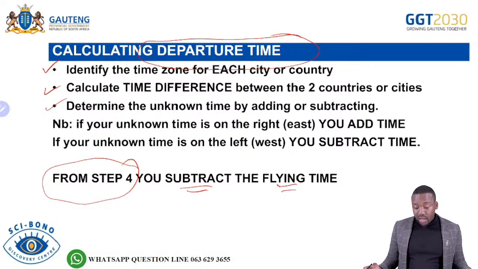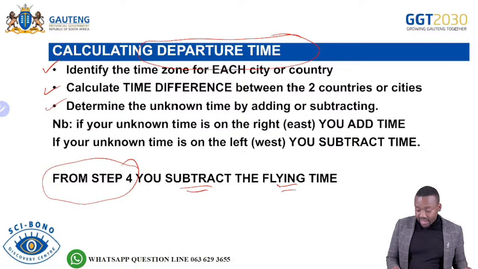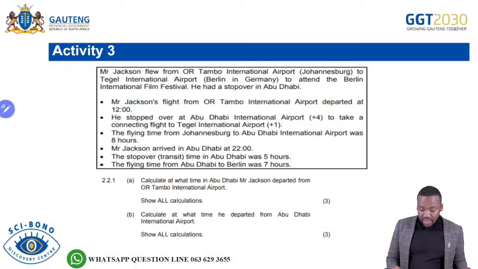More or less the same thing. Step 1 up until 3. Now when you want departure, there is step 4. Departure, you subtract the flying time. Arrival time, you add the flying time. Let's just go to one of our statements.